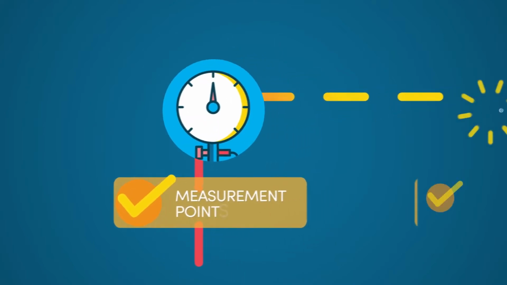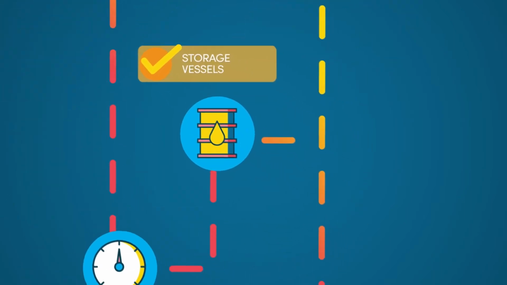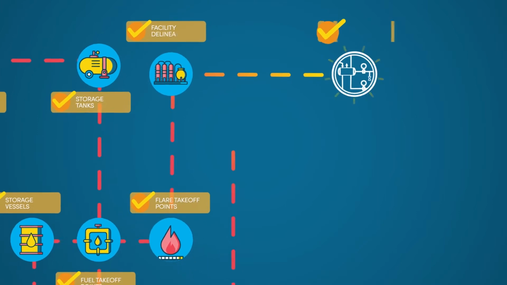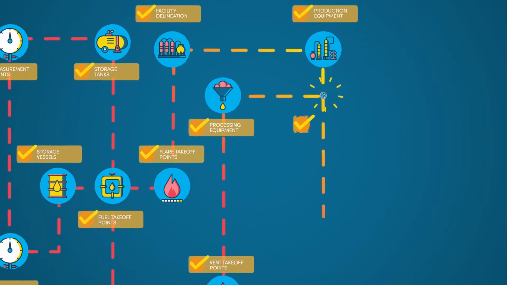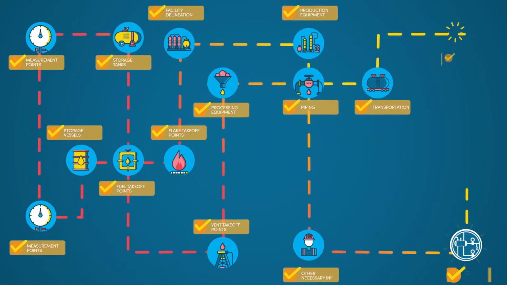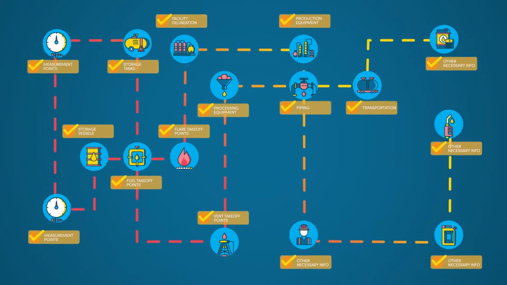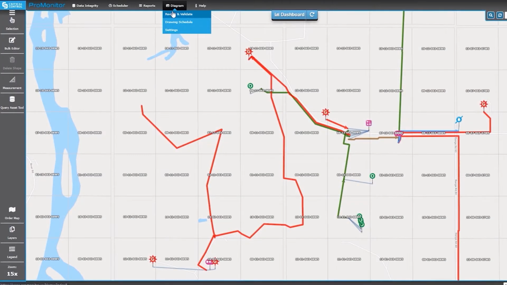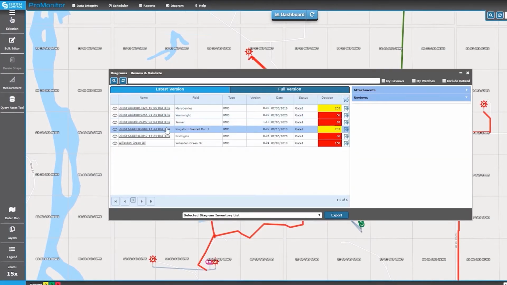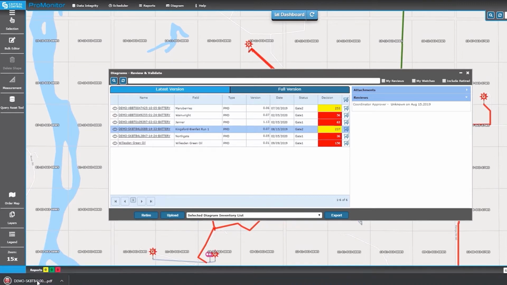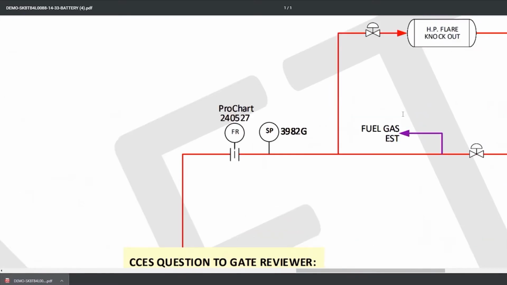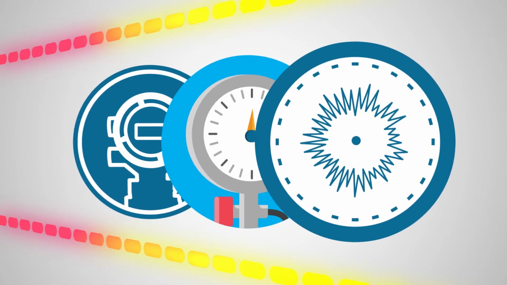We then add all the necessary measurement points: storage tanks and vessels, fuel, flare, and vent takeoff points, facility delineation, production and processing equipment, piping, transportation, and any other necessary information as outlined by the regulators to this schematic. If you're a subscriber to ProTrend, the industry standard in fluid composition management, we will add all the validated sample points to the schematic, along with any ProChart or ProMonitor Live connected meters you might have as well.